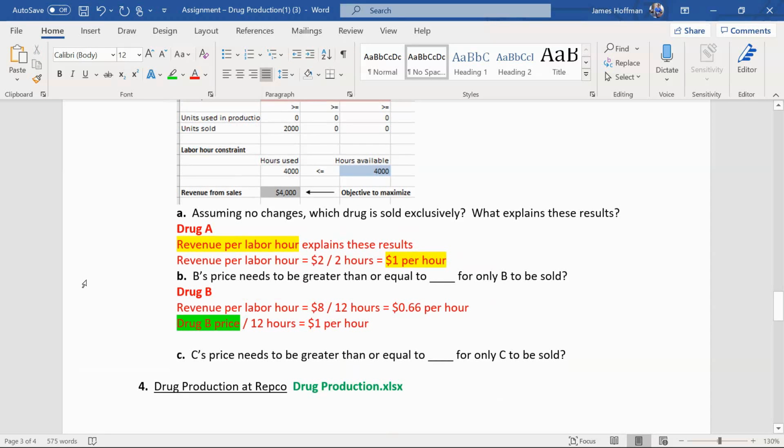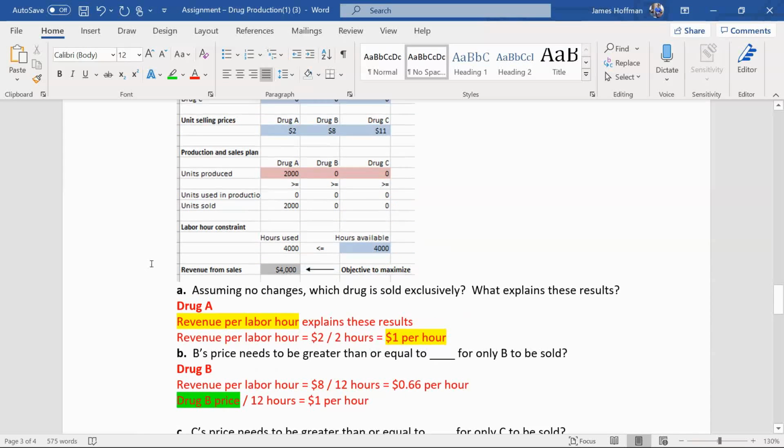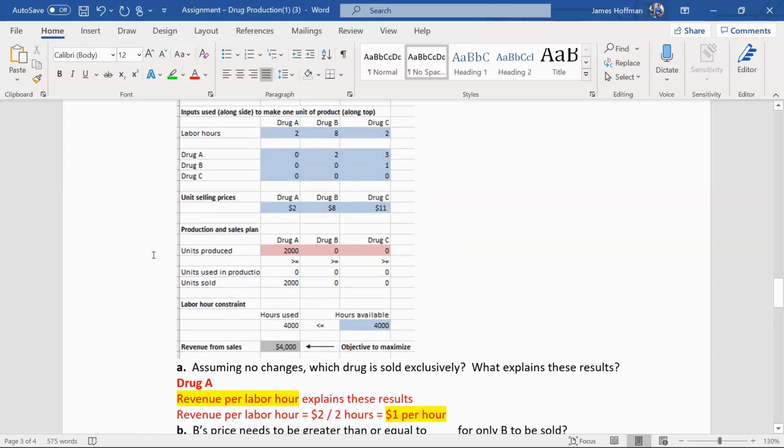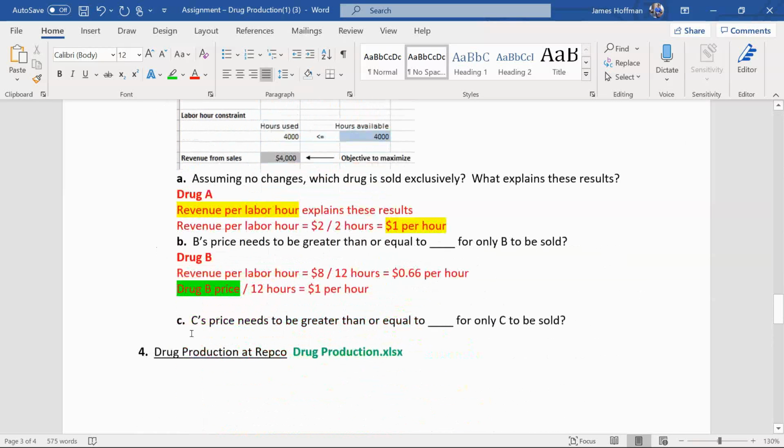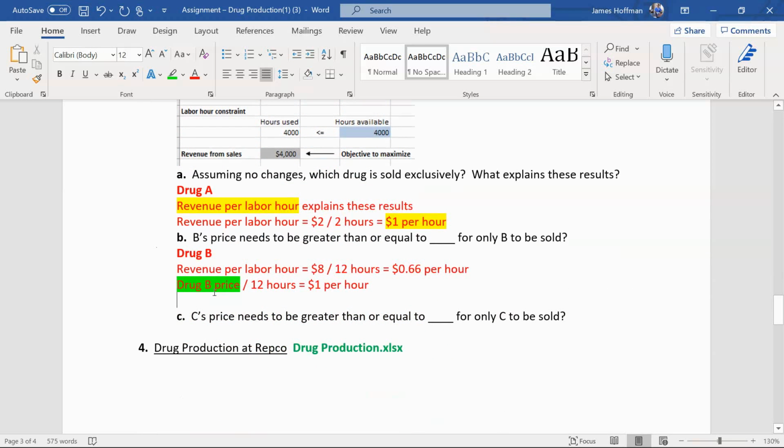Okay, so sorry, yeah, go ahead. So when we're doing these tables, like for the labor hours, for the next question, drug C, right? It's 3 of drug A, so it would be 2 times 3, or it would be 2 plus 3. Yeah, okay, let's get to that one real quick. Let's figure out this one first, and we'll do that.